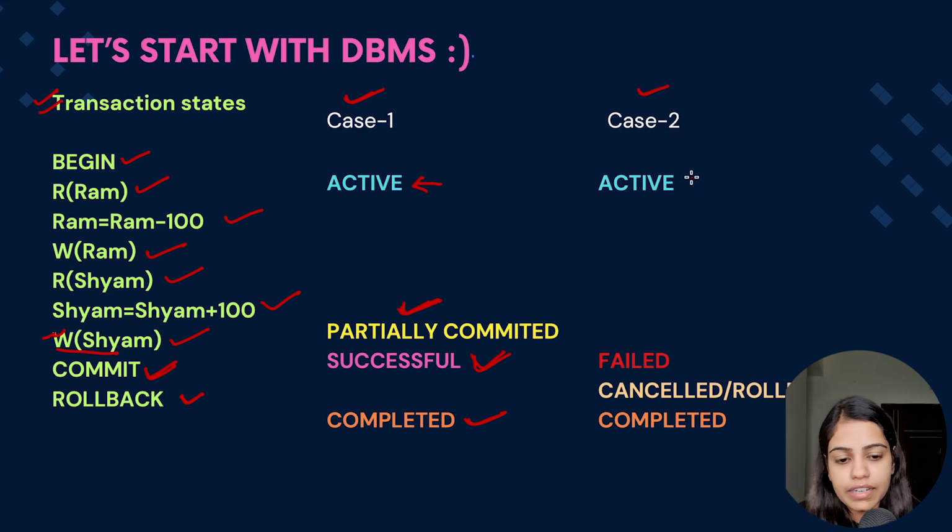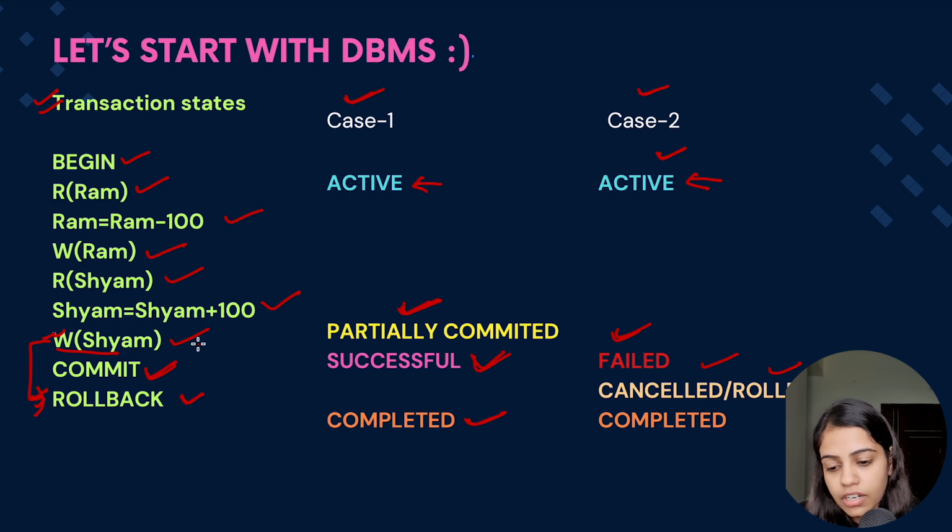Now coming to case 2, where we encountered some failures during the transaction. So again, when we are reading the value, it's the active state. After the begin statement, whatever operation we are performing is the active state. If before the commit operation, whatever operation is getting performed fails somehow, then we call it a failed state. And then instead of commit, we have a cancelled or rollback state, because we don't commit, we rather roll back.